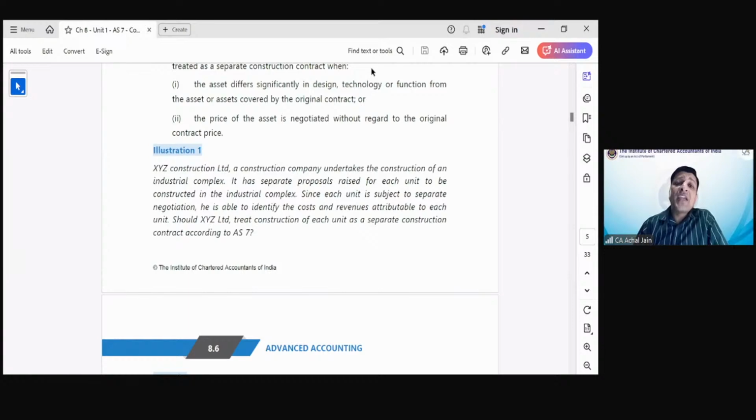So what makes you say it's single? What makes you say it's interdependent? Why? Asta is saying since a separate proposal was raised, it's not a single contract. Okay, no worries. Let me also understand the thought process of so many students who are saying it's a single contract. So why do you think it's single?